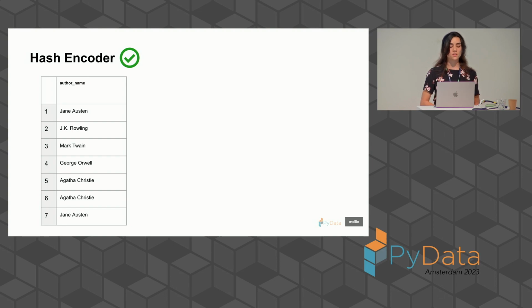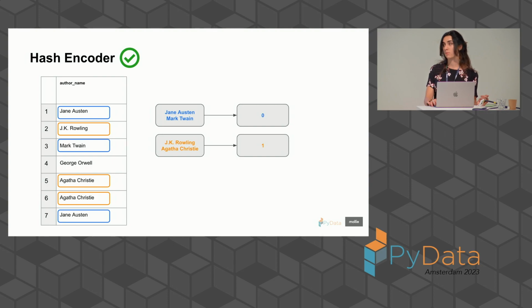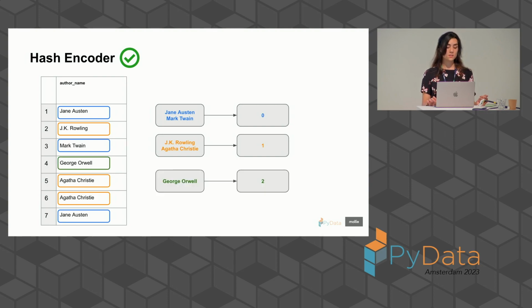This feature by itself is something that initially contains a lot of authors. There are a lot of authors in the world, and chances are when you go to production, you will have many more as well. So what the hash encoder does is you choose a hash function, and then you apply it to each of them, and they get encoded into single buckets. So in this case, Jane Austen and Mark Twain ended up in bucket number 0, J.K. Rowling and Agatha Christie in bucket number 1, and George Orwell in bucket number 2.